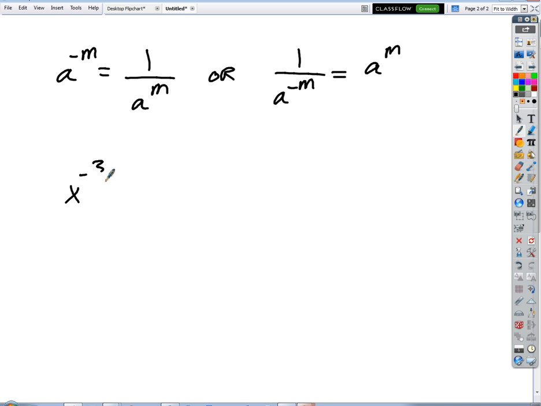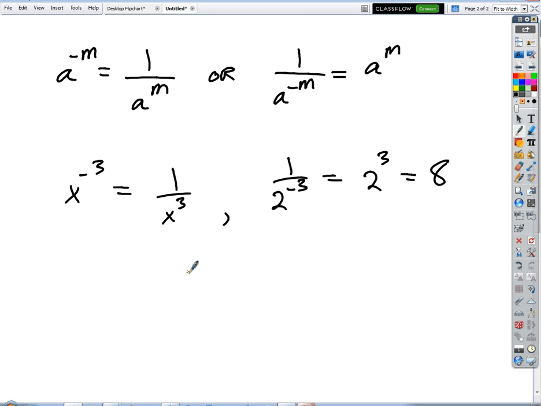What's x to the minus 3? Yeah, that's the same as 1 over x to the positive 3. What is 1 over 2 to the negative 3? Move the 2 to the top and make it 2 to the positive 3, which is what? 8. Okay, make sense?